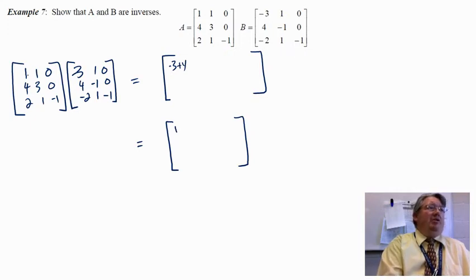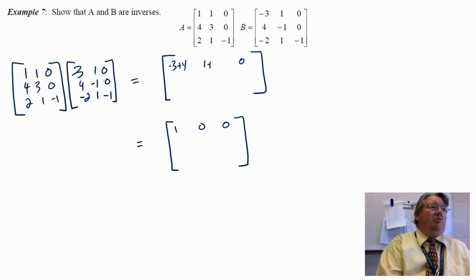Next, I want to multiply the top row times the center column. So 1 times 1 is 1. 1 times negative 1 is negative 1. And 0 times 1 is 0. So I've got 1 minus 1. That makes a 0. Top row, last column. 1 times 0 is 0. 1 times 0 is 0. 0 times negative 1. Hey, that's a 0. So that's a 0. Okay, cool.